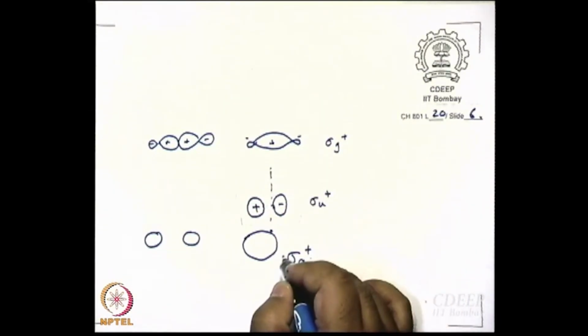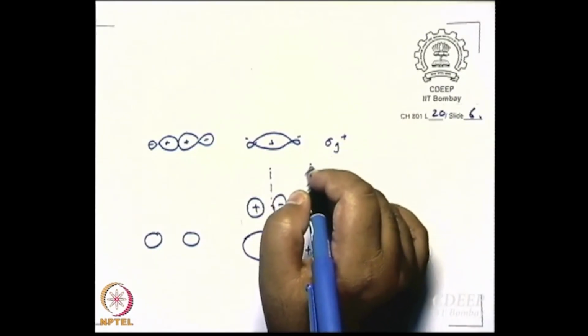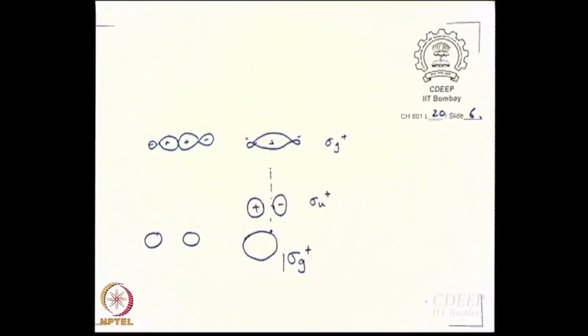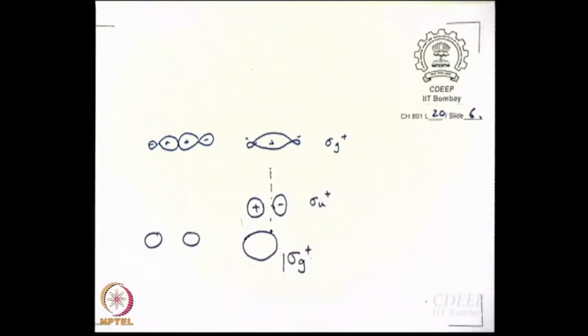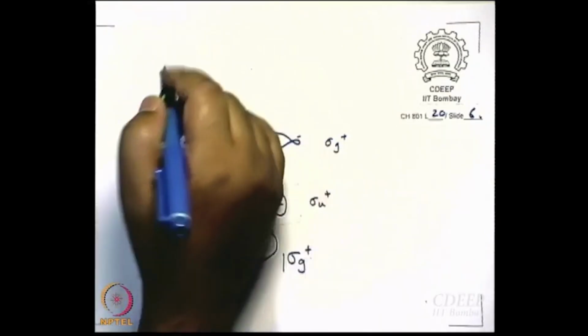So, since this one occurs at lower energy, I call this 1 sigma G plus. Actually, this is not 2 sigma G plus, that comes later. This is also sigma G plus, alright. Now, what about the anti-bonding one?